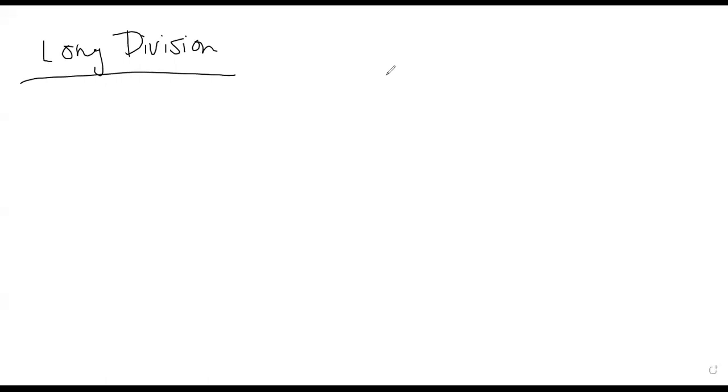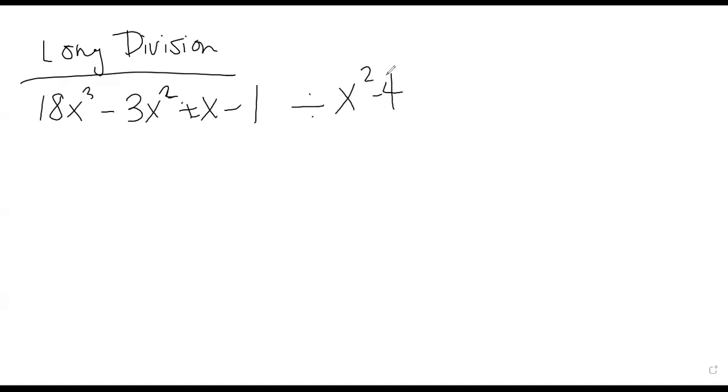Let's say we have 18x cubed minus 3x squared plus x minus 1 divided by x squared minus 4. Okay, so I'm going to first set up my entire thing.